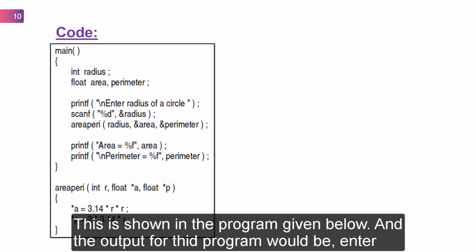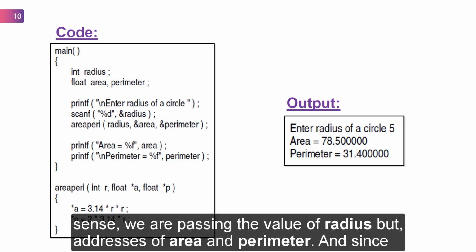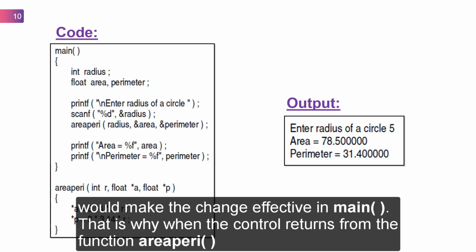And the output for this program would be: enter the radius of circle 5, area is so and so, and perimeter is 31.4. Here, we're making a mixed call, in the sense that we are passing the value of radius, but the addresses of area and perimeter. And since we are passing the addresses, any change that we make in the values stored at the addresses contained in a and p would make the change effective in main.